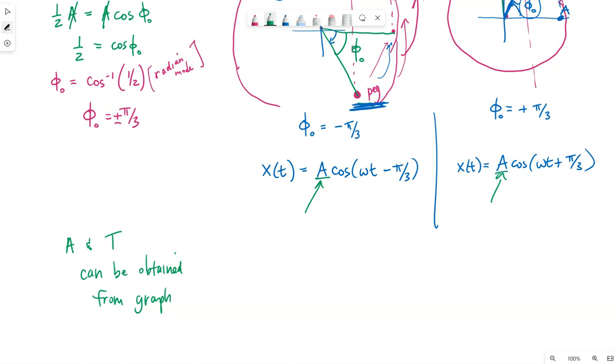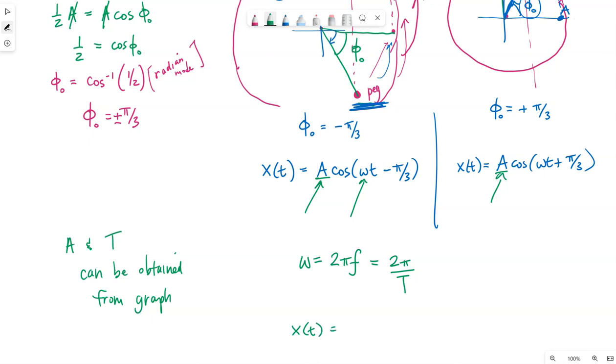And so A would go straight in there. The period comes into play in terms of writing omega. We know omega is the angular frequency in radians per second. We can write that as 2 pi f, the frequency. And frequency is 1 over period, and so omega ends up being 2 pi over period. So the period we can get off the graph, we can then calculate omega from that, and then we would just put those values in, and we would end up with an equation.